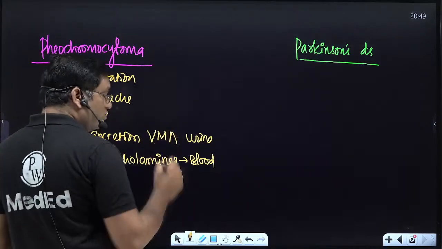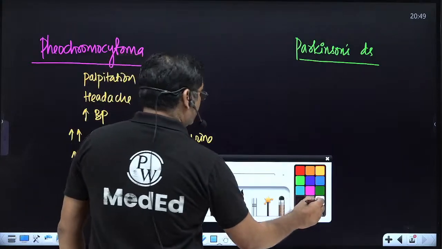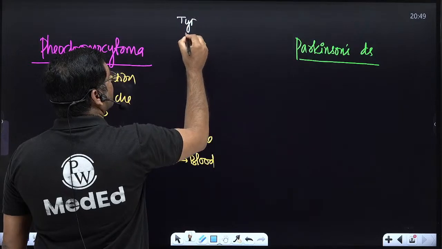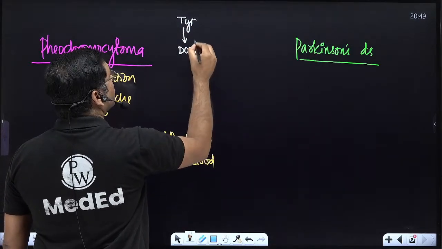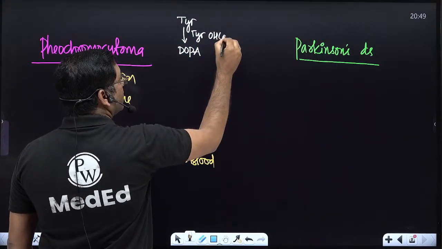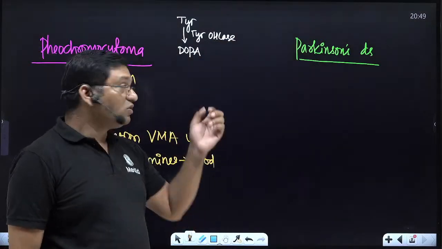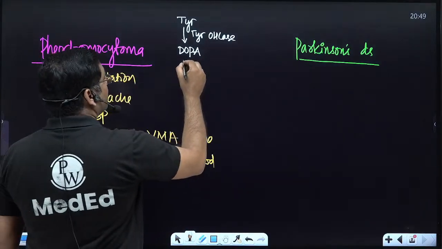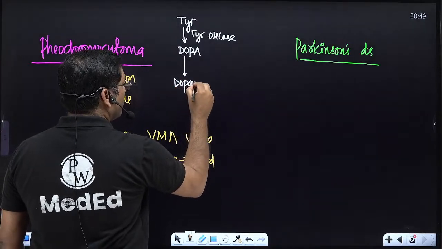Here, how epinephrine and norepinephrine are formed. See, this is the simple pathway in which tyrosine is hydroxylated to form DOPA, dihydroxyphenylalanine, with the help of tyrosine hydroxylase. This is a tetrahydrobiopterin dependent reaction. DOPA is converted into dopamine by DOPA decarboxylase.